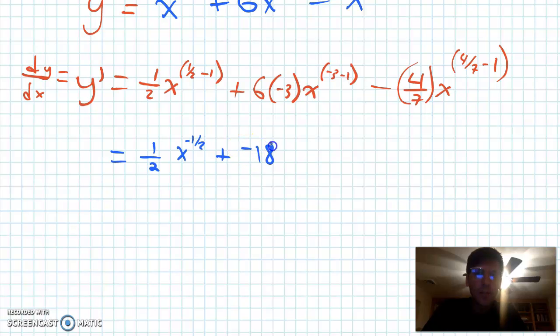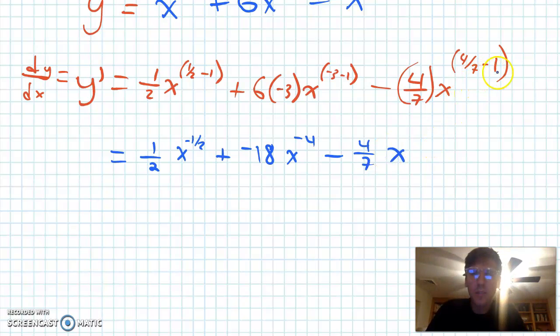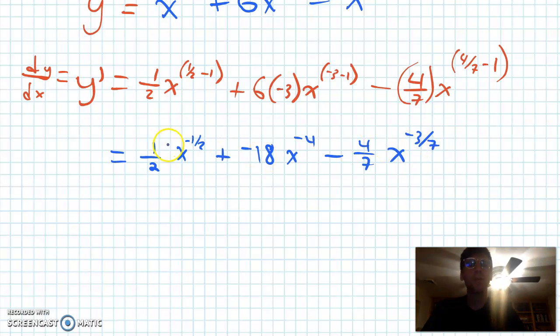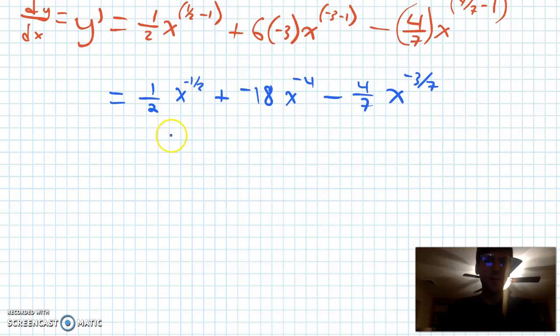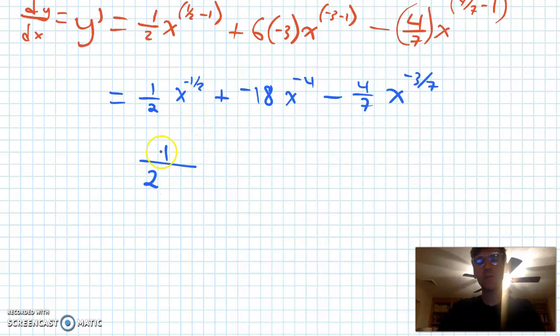Well, I guess I could do minus 18. This will become x to the -4th, minus 4/7 x to the, that'll give me -3/7 power. So you may remember, hopefully, that when you have a negative power, you could flip it to make the power positive. So I could write this 1/2 times x to the 1/2, positive 1/2 power.